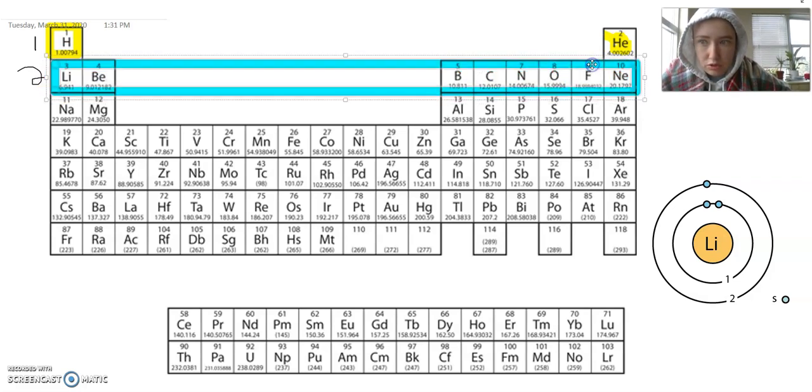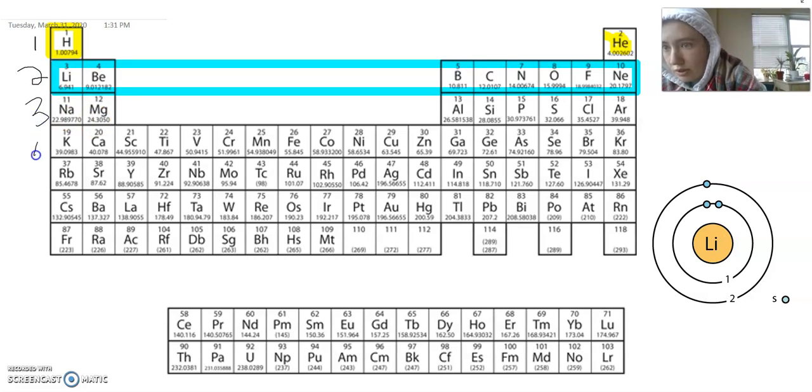So this whole left to right period, going from lithium to beryllium to boron to carbon to nitrogen to oxygen to fluorine to neon, all of those are going to have 2 orbitals, 2 circles, just like in this picture, 1 circle, 2 circles. We keep going on this trend downwards, where we've got 3, 4, 5, 6, 7.